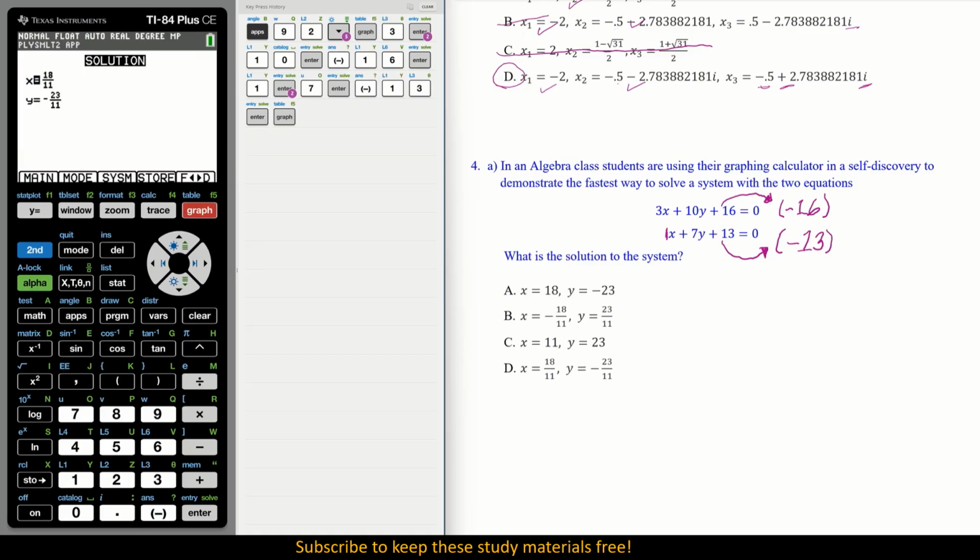Okay, push graph again, and there are our values. And as we can see, for our x value, we need 18 over 11. Well, that's not A, that's not B, because that's negative. C won't work. This gives us option D.